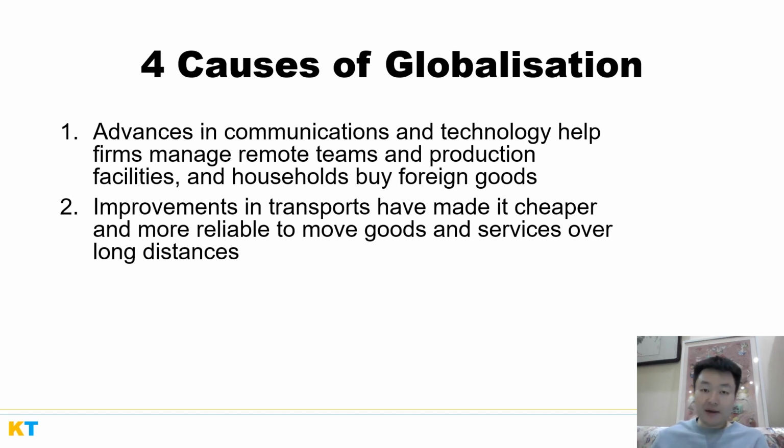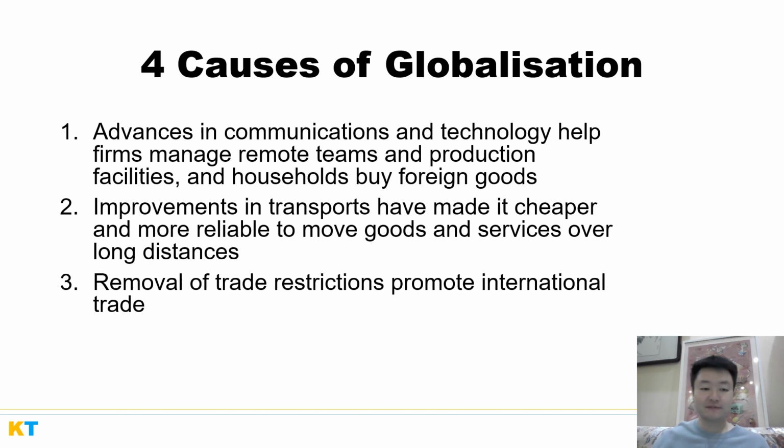What do I mean by that? Amazon Prime, right? You get whatever you want in 2 days. You can order something and then get it within 2 weeks if you've ordered from a different country even. And so improvements in transport have made it cheaper and more reliable for us to experience all kinds of goods and services from different countries.